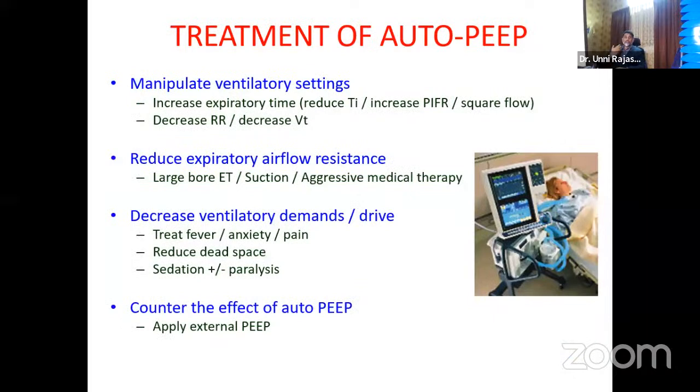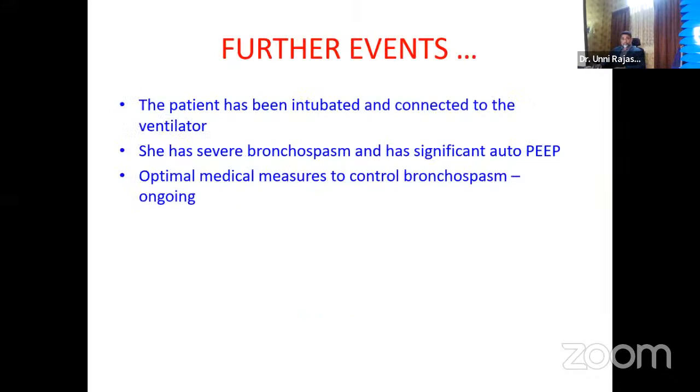And you need to use treatment modalities like manipulating ventilatory settings, like increasing expiratory time, decreasing respiratory rate, using large bore endotracheal tubes, decreasing ventilatory demands like treating infections, and countering the effect of auto-PEEP by application of external PEEP. This becomes mandatory for managing auto-PEEP.